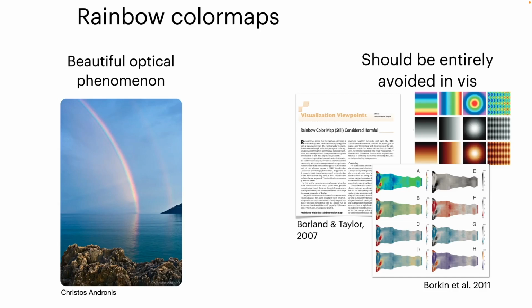Now, color is a well-researched area in data visualization, and the topic of rainbow color maps has been much discussed both in the VIS community and in other disciplines as well. And there's general agreement that while rainbows can be seen as aesthetically pleasing, they should be entirely avoided in visualizations. And this is based on a lot of research that demonstrates problems when people try to interpret rainbow color maps.